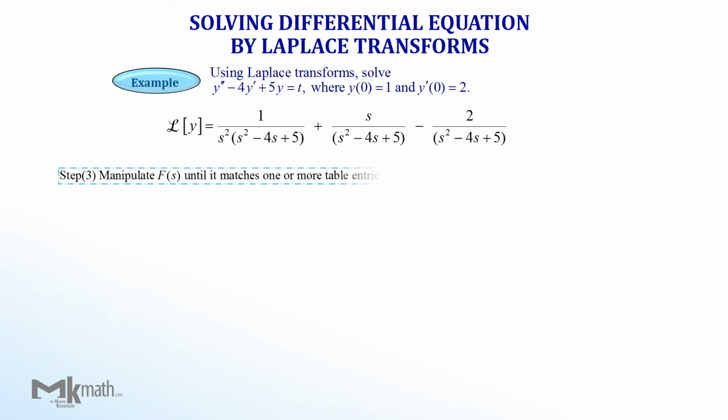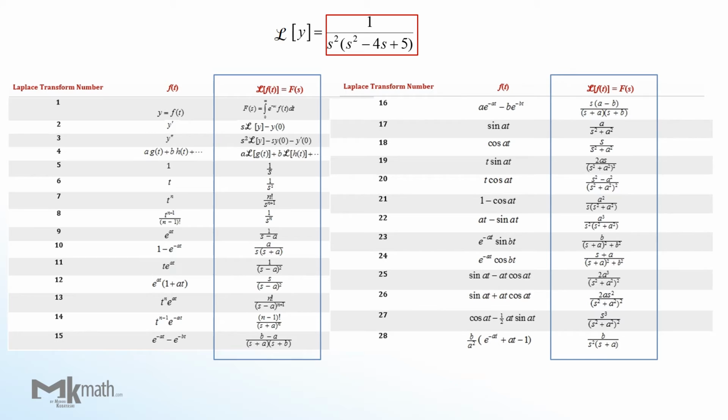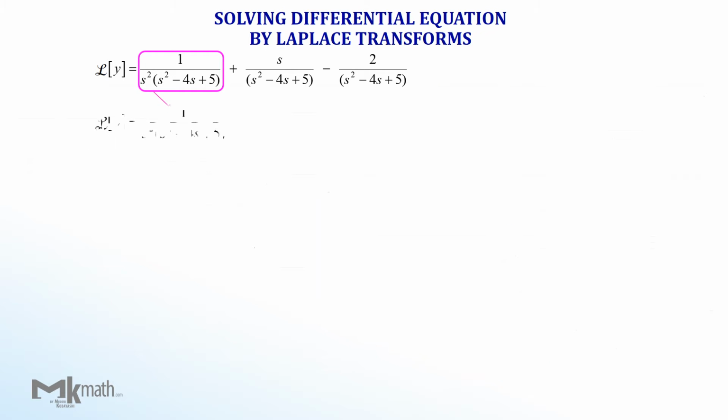Step 3. Now we manipulate each Laplace transform until it matches the table entries. Let's start with the first function. Find out the similar entries in the table. If we glance at the table entries, we cannot find a similar one to the form in the question. Since the fraction seems to be complicated, we try to split it into partial fractions.